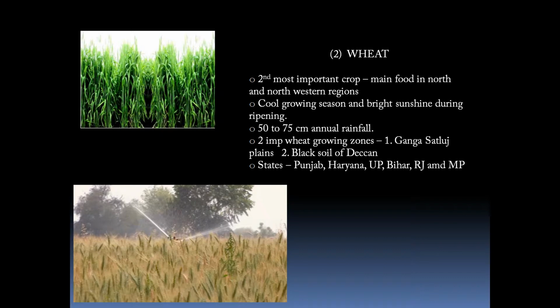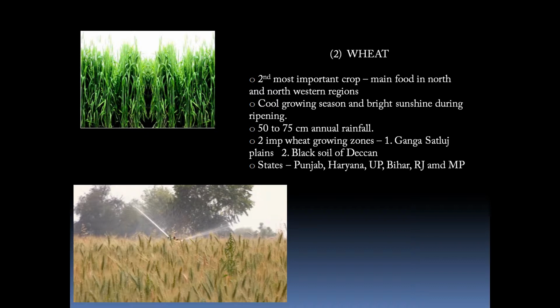Okay, two important wheat growing zones are there in our India. Definitely other areas are also cultivating wheat, but these two belts, these two zones, are very important. First, Ganga Satluj plains, and second, black soil of Deccan. Okay, Ganga Satluj plain, northern area of India, and black soil of Deccan, that is our area, Maharashtra, Deccan Plateau. Okay, which states are at the highest rank in cultivating wheat? They are Punjab, Haryana, UP, Bihar, Rajasthan, and MP.